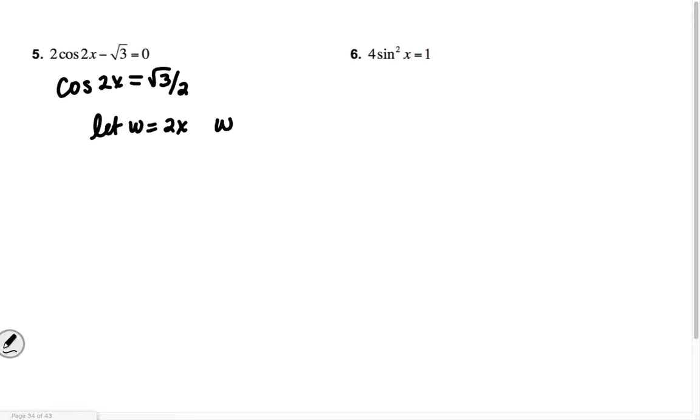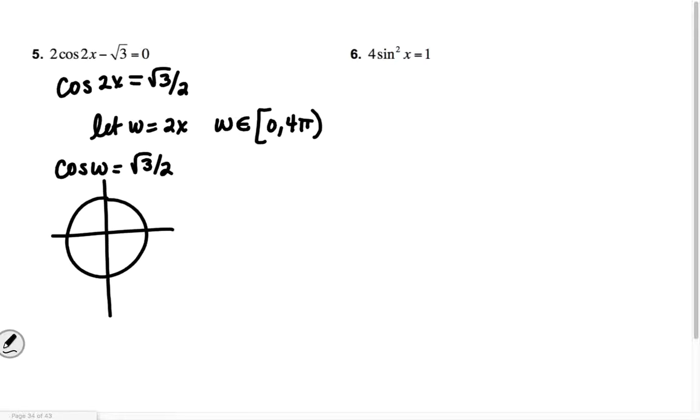Okay, so this is the way that I write this. Fancy math words: w is an element of 0 to 4 pi, meaning w is the solution on 0 to 4 pi. You can write w is on 0 to 4 pi. So we're finding where cosine of w is equal to root 3 over 2. And that's in 2 places. It's on the right side of the unit circle, and they're the bigger numbers, the ones that go out really far, like 30 degrees and 330. So this would be pi over 6 and 11 pi over 6. Those are our first answers for w.